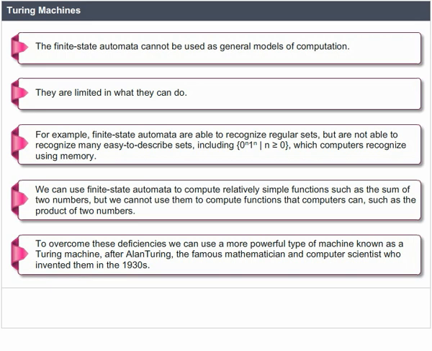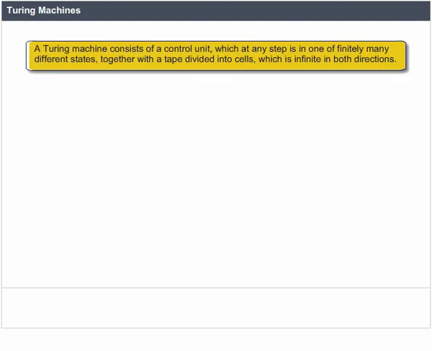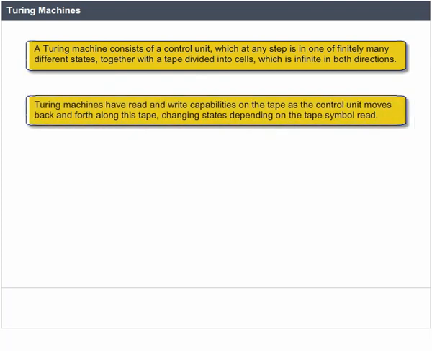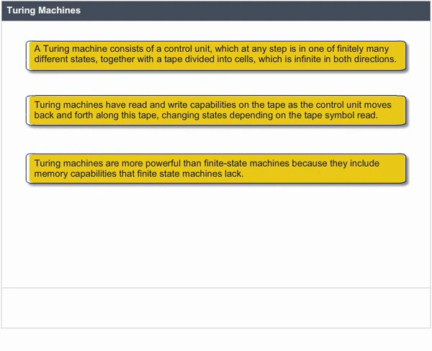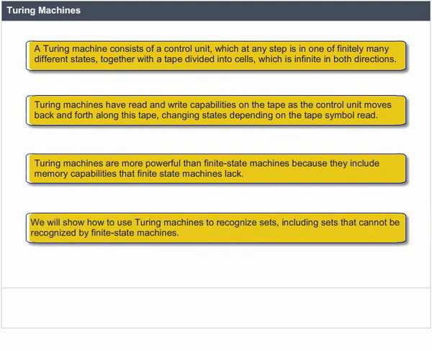Turing machines. A Turing machine consists of a control unit which at any step is in one of finitely many different states, together with a tape divided into cells which is infinite in both directions. Turing machines have read and write capabilities on the tape as the control unit moves back and forth along this tape, changing states depending on the tape symbol read. Turing machines are more powerful than finite state machines because they include memory capabilities that finite state machines lack. We will show how to use Turing machines to recognize sets, including sets that cannot be recognized by finite state machines.